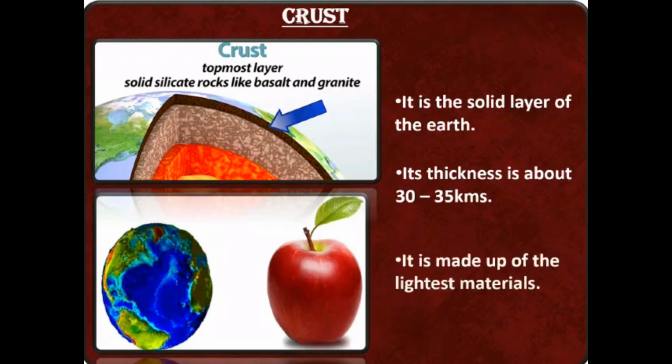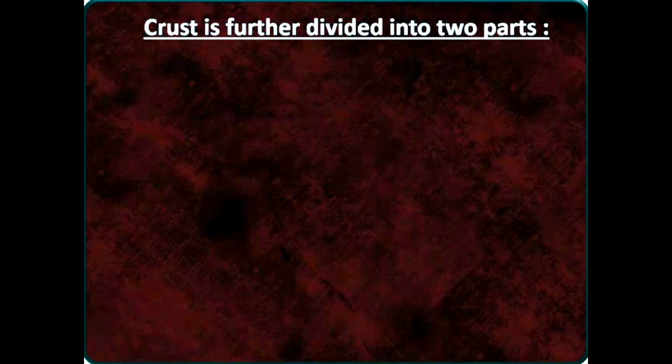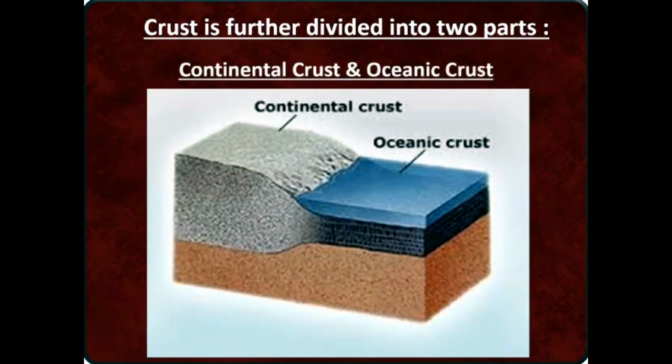The crust is the thinnest of all the layers when compared to the mantle and the core. It can be divided into two sublayers. The crust can be further divided into two parts, that is the continental crust and the oceanic crust.